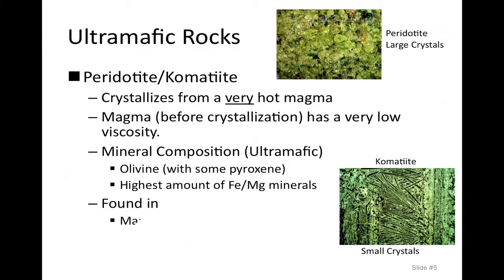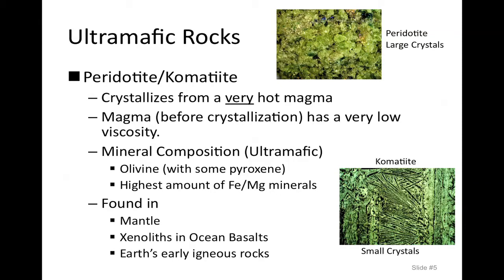So basically, for ultramafic rocks, there are two types. There is peridotite and there's komatiite. Now I'm going to go through the ultramafic rocks, then the mafic rocks, then the intermediate rocks, and then the felsic rocks. And in each of those slides, I am going to list the first name.